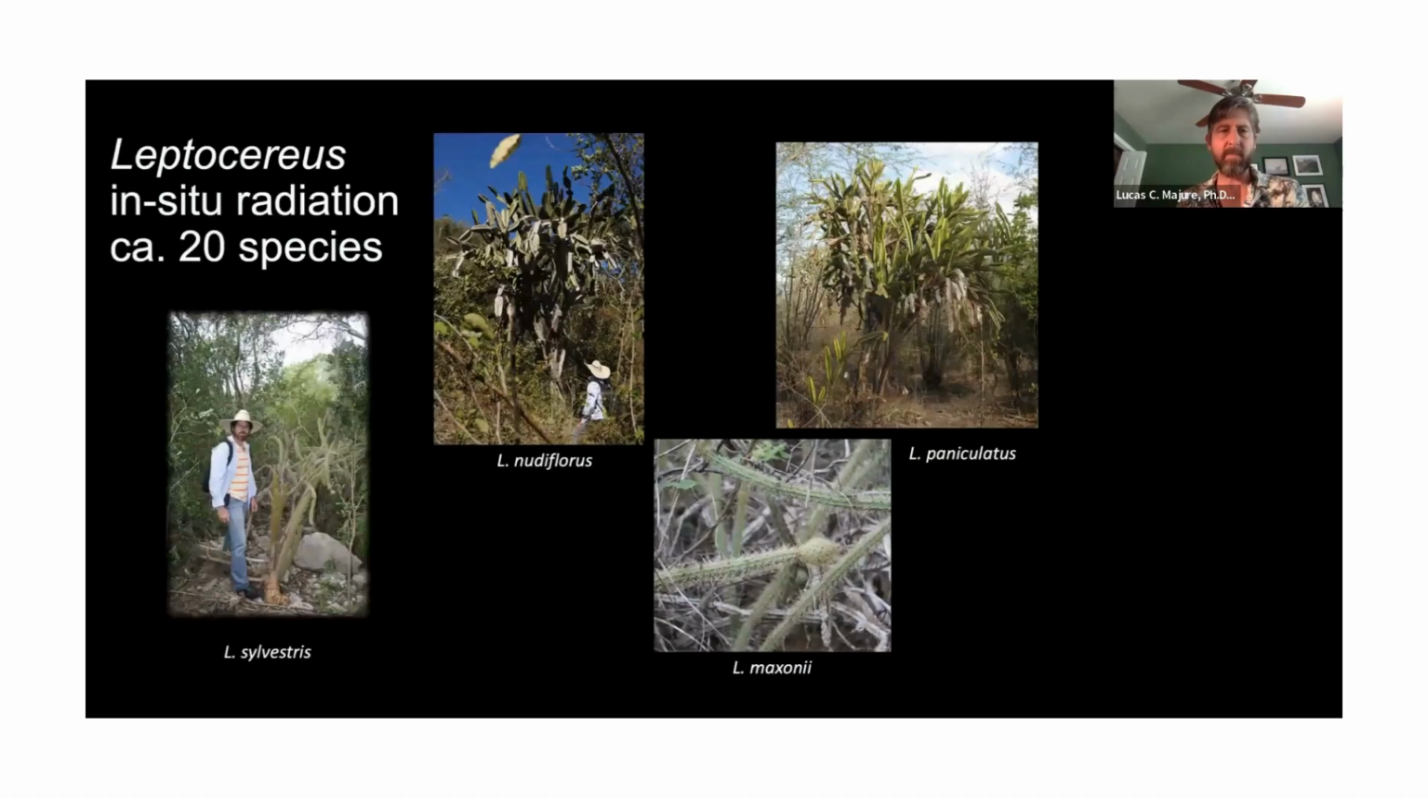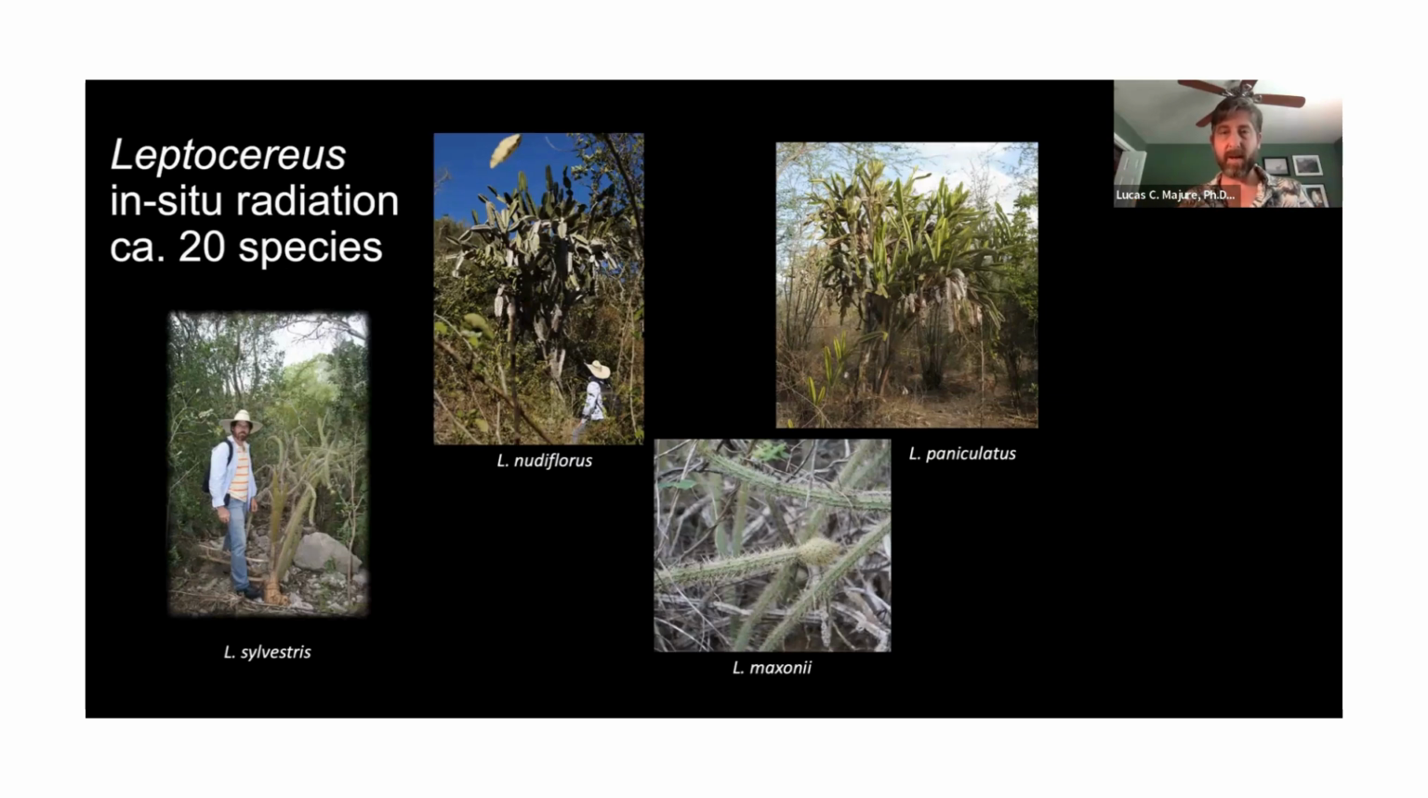What about Leptocereus? We have this in situ radiation. So this is a group of about 20 species. Most are on Cuba. There are quite a few on Hispaniola. There's some on Puerto Rico as well. Group of about 20 species.